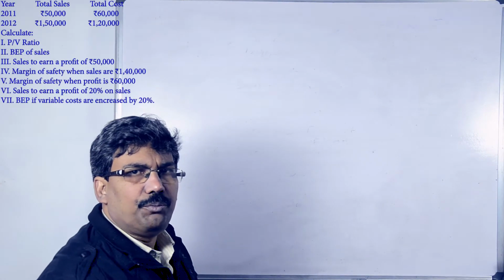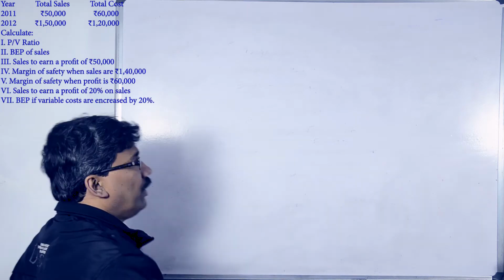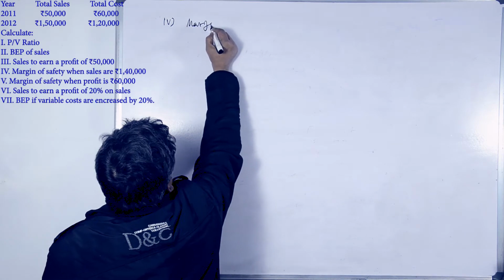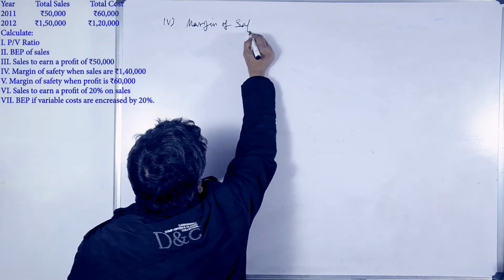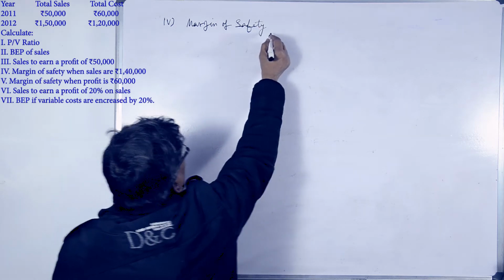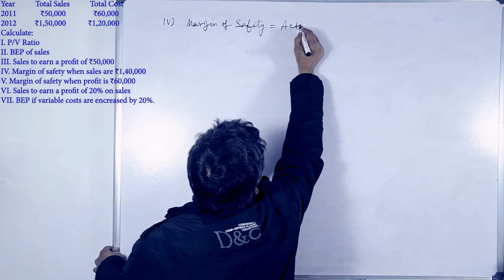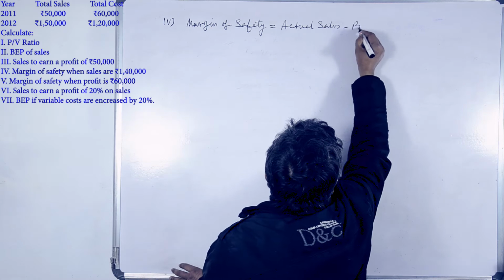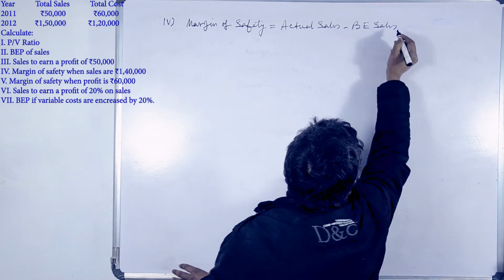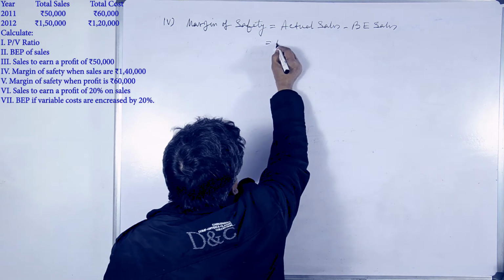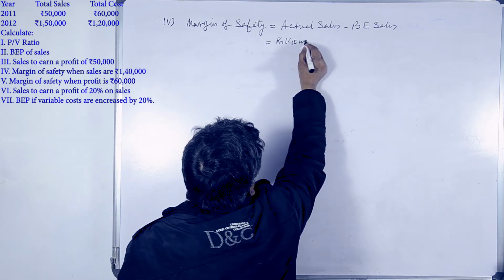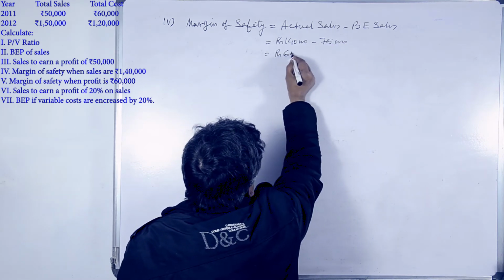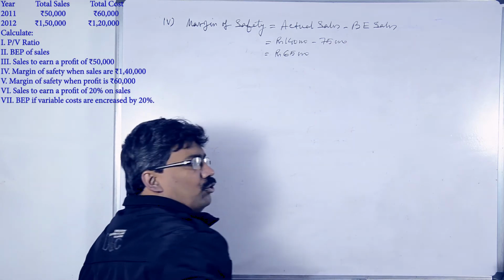Now you have to calculate margin of safety when sales are rupees 1,40,000. This is number 4. We know margin of safety equals actual sales minus break-even sales. Actual sales is given here, 1,40,000, and break-even sales we have calculated, 75,000. It is rupees 65,000. This is the margin of safety when sales are rupees 1,40,000.